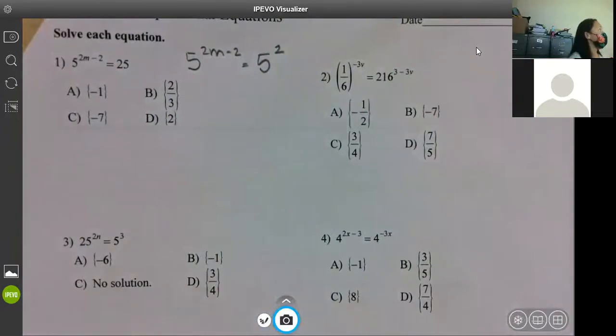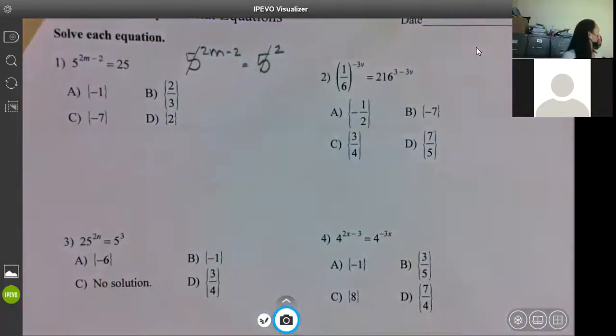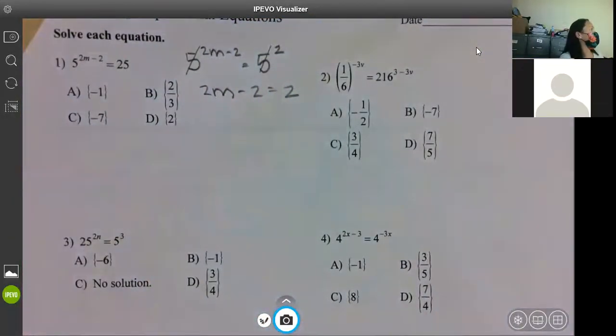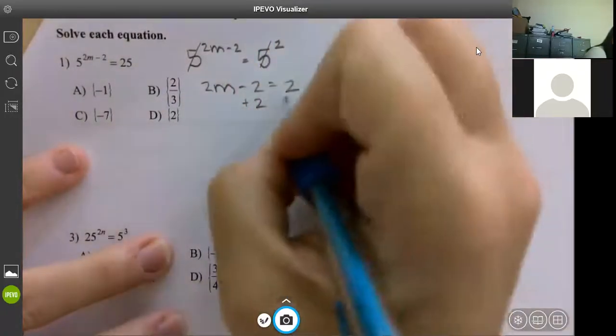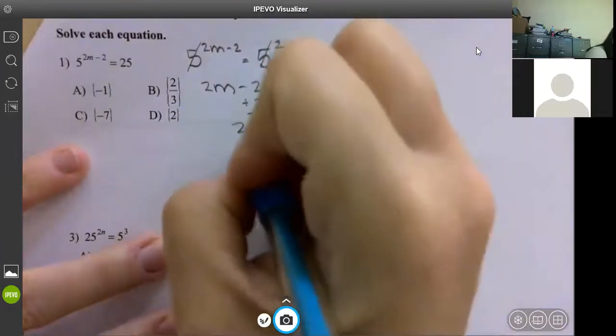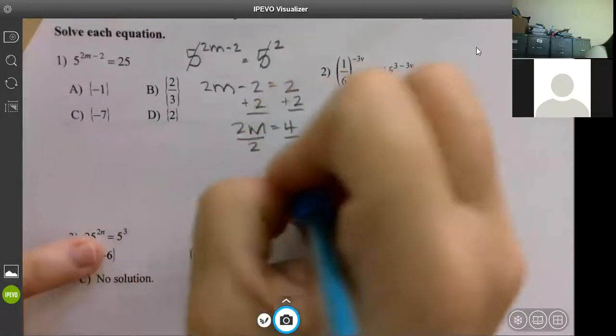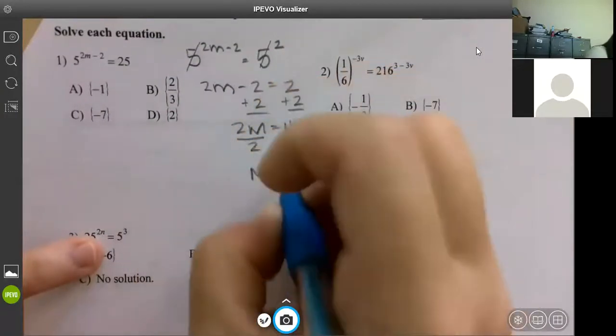This is your quiz, so make sure that you're writing this down, okay? Just like logs, if I have one log on one side and one on the other, I can mark it out, right? Same concept. If I have a 5 on one side and a 5 on the other, I can mark it out, which makes my equation so much easier to solve. There's my equation. How do I solve it? I'm going to add 2 to get 4, and then divide by 2. And m equals 2.